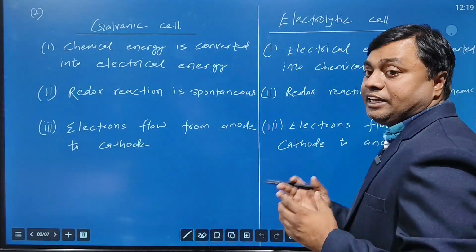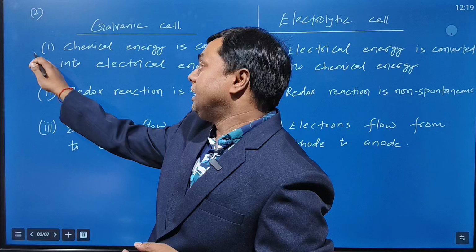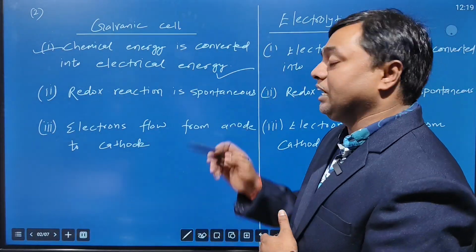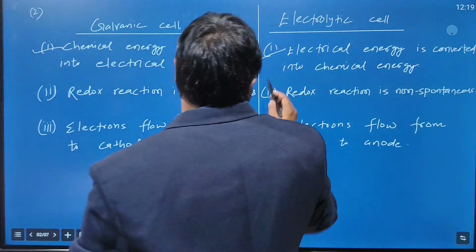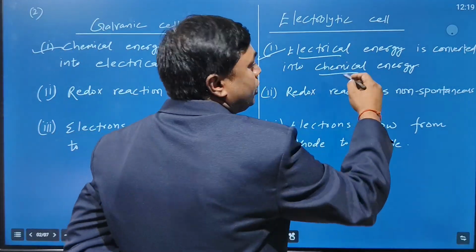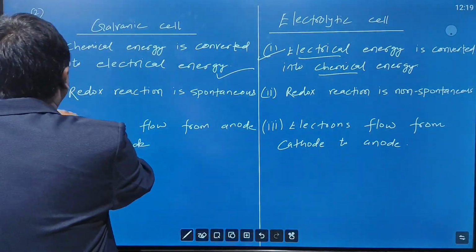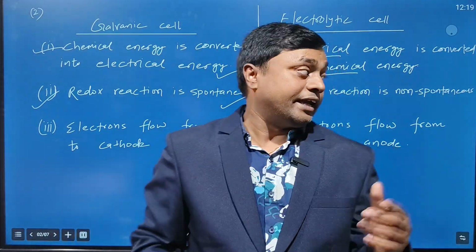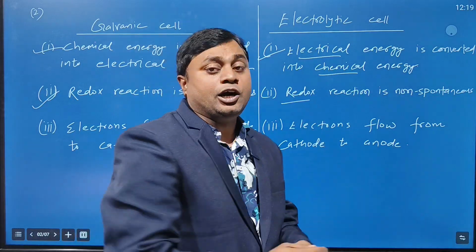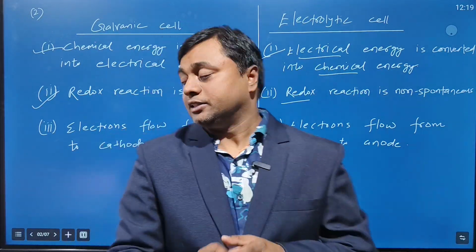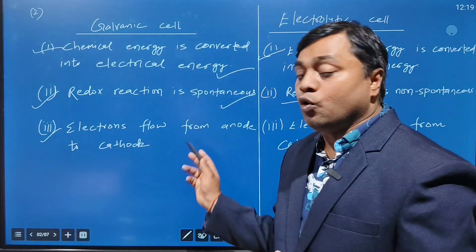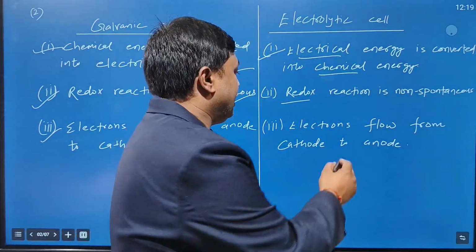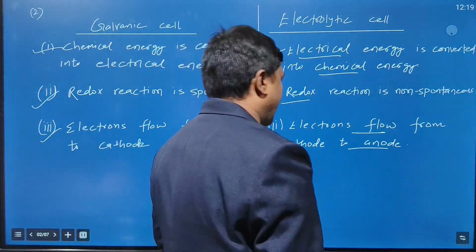Next, galvanic cell and electrolytic cell. This difference is also very important. Here, what happens in case of galvanic cell? Chemical energy is changed into electrical energy, whereas in electrolytic cell, reverse, electrical energy is changed into chemical energy. When we talk about galvanic cell, redox reaction is spontaneous, whereas in case of electrolytic cell, redox reaction is non-spontaneous. Here what happens? Electrons flow from anode to cathode, whereas in case of electrolytic cell, electrons flow from cathode to anode.